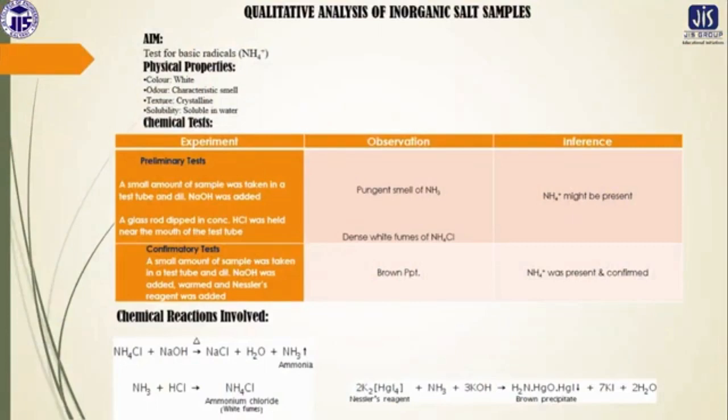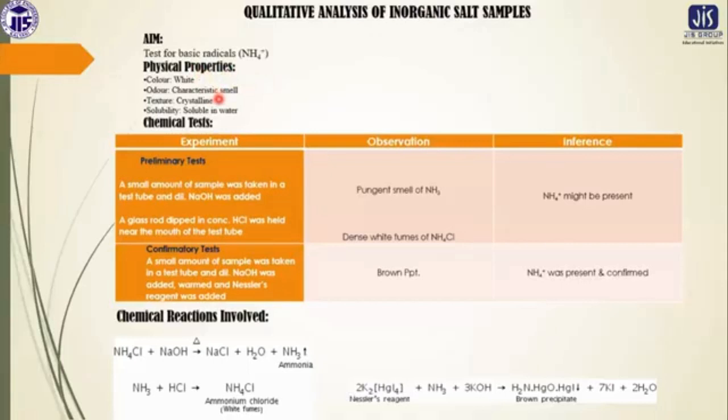Now students, I am going to show you one example of how to write down or represent this in your copy. I'm giving one example. Suppose this is the qualitative experiment of inorganic salt, and we are testing the basic radical NH4 plus. What we have done today. So we have to write down first the aim like this. The test for basic radicals, then the physical properties.